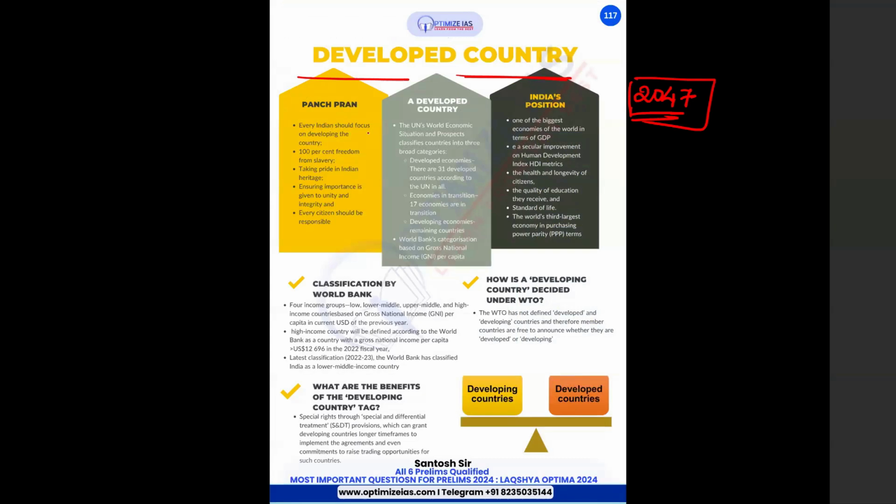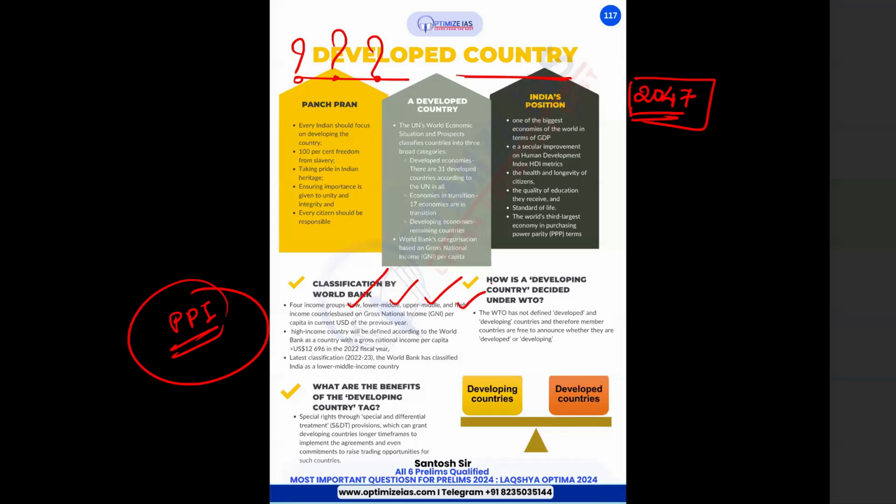Okay. So, you see, exactly there is no definition about what is a developed country. According to World Bank, as per the per capita income, okay, the countries are divided into, you can see here, low income country, then low middle income country, upper middle income country, and high income country.